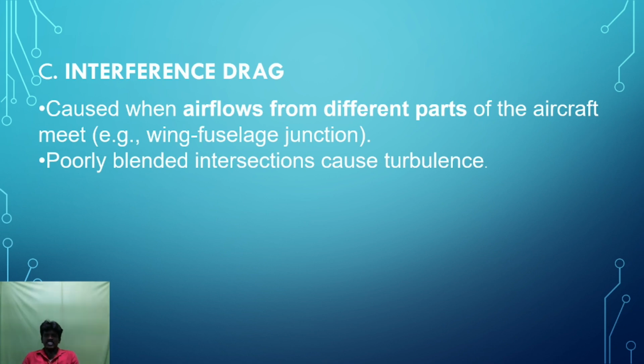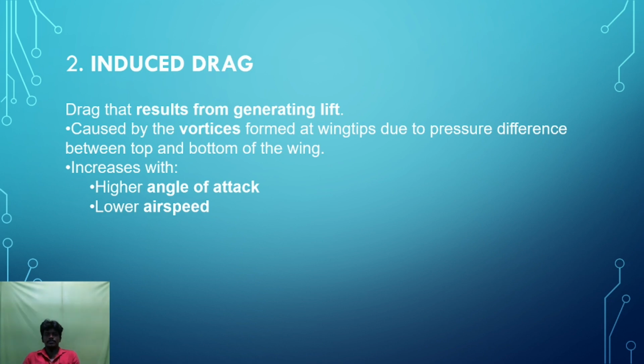For example, wing-fuselage junctions. The wing root is attached to the fuselage of the aircraft. At this point, the interference drag will occur. Poorly blended intersections cause turbulence. Once again, poorly blended intersections cause turbulence. Then second, we move to induced drag.